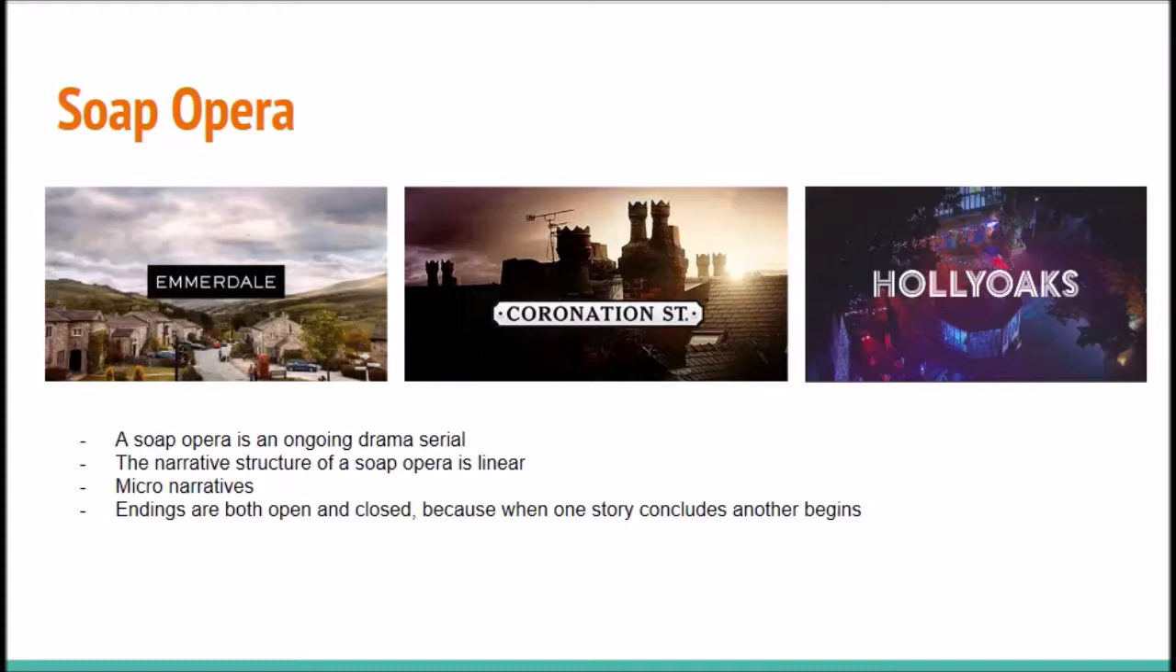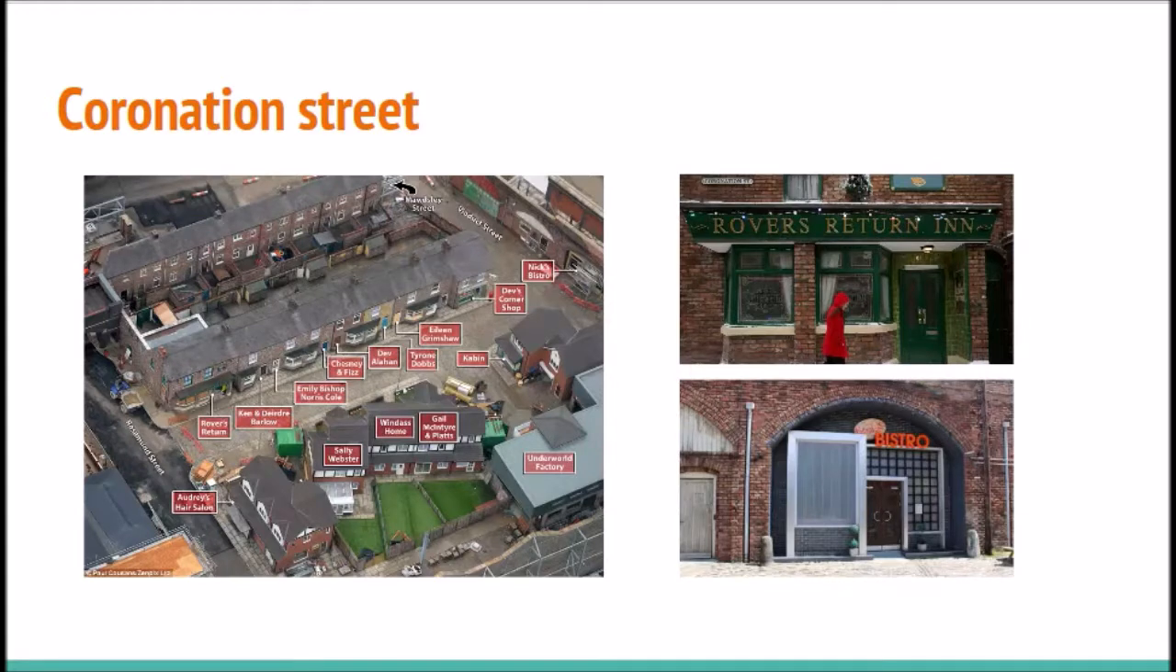Although soap operas have a narrative and plot, within that there are micronarratives. A micronarrative is a story that happens within a story, and this is often seen in soap operas as they generally revolve around different families, and they have their own stories that are being told. With soaps, we often see that the endings are both open and closed, because when one story concludes, another begins, and often at the end of episodes we are left with cliffhangers to keep the audience in anticipation for the next episode to come. Coronation Street is a British TV soap that has been running for nearly 59 years.